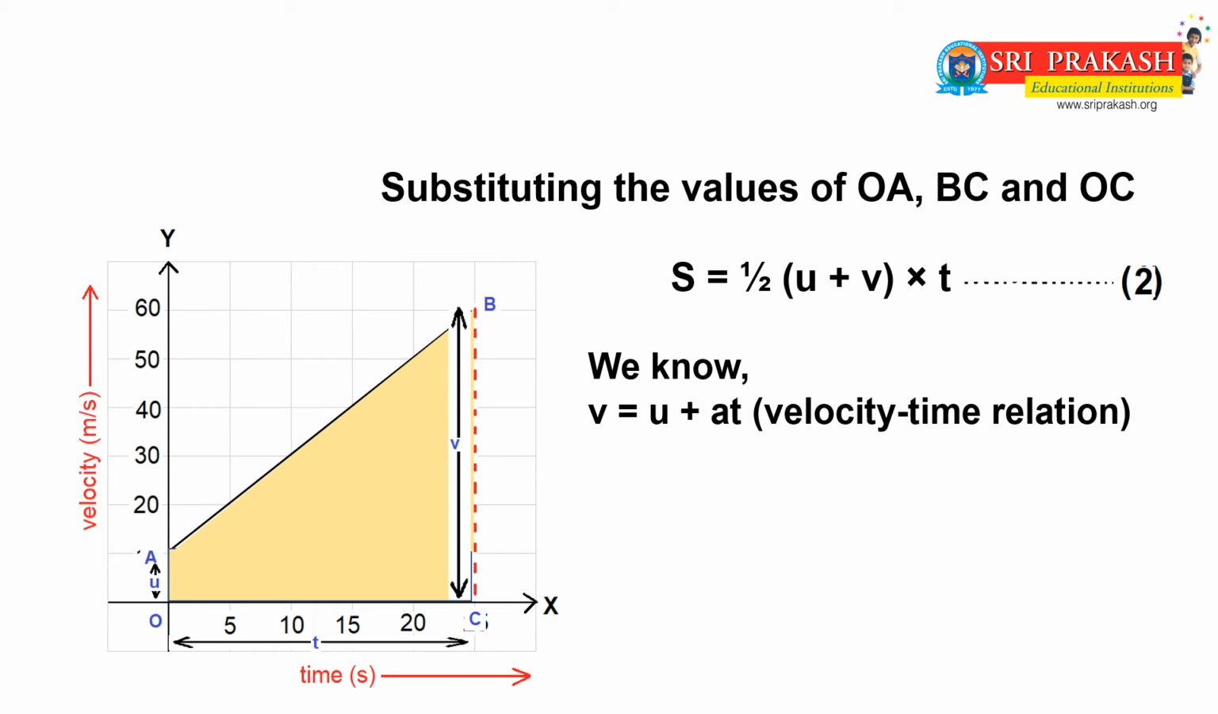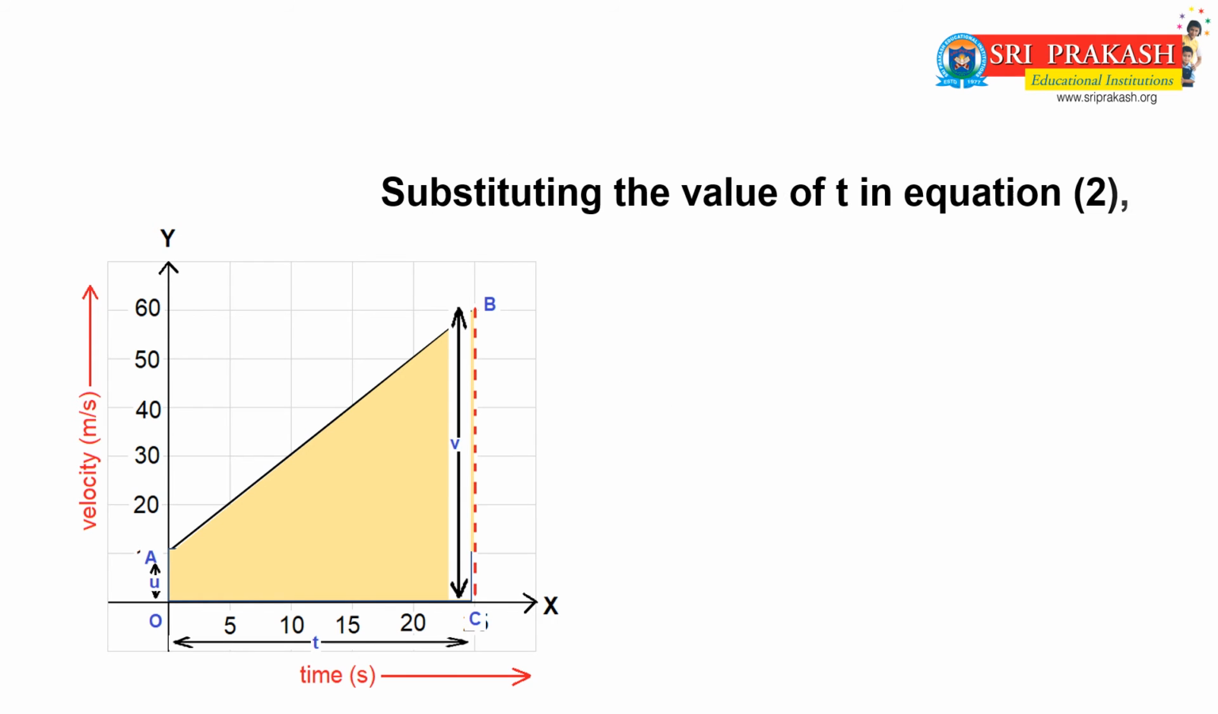We know that from the first equation of motion, V is equal to U plus AT. From this relation, we can derive another equation for time: T is equal to V minus U by A. Substituting the value of T in equation 2, the equation becomes S is equal to half U plus V. In place of T, we are substituting V minus U by A.